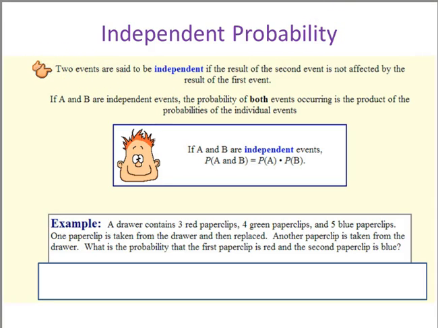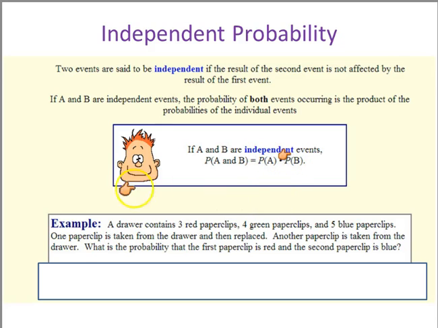So two events are said to be independent if the result of the second event is not affected by the result of the first. If A and B are independent events, the probability of both events occurring is the product of the individual events. So how do we find the probability of independent events? Right here. So if we're trying to find the probability of event A and B, and they're independent, we're just going to multiply the probabilities of each event occurring.